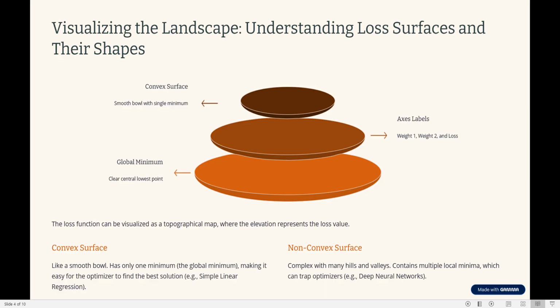So we talk about the optimizer. What we are really doing is navigating the loss surface, trying to reach the bottom where the loss is minimal.